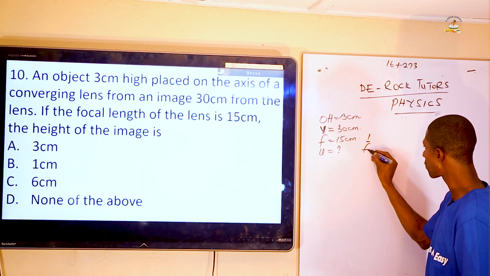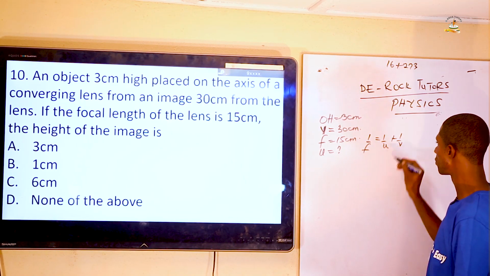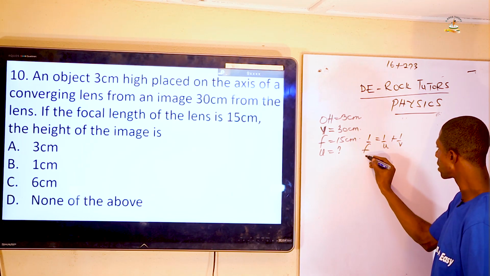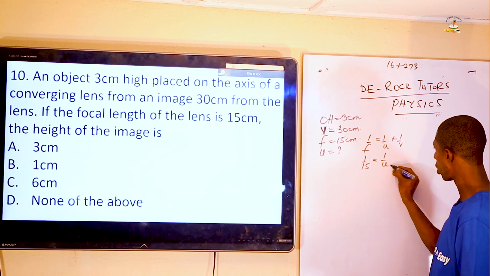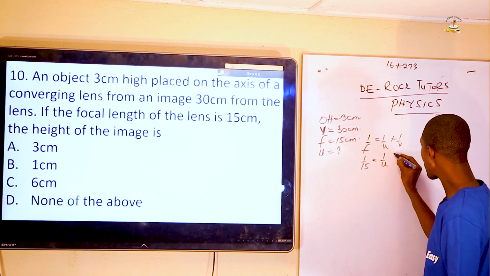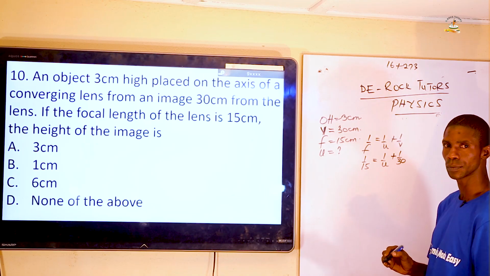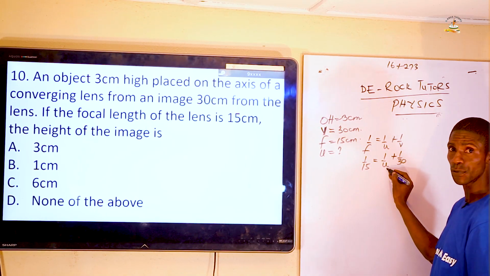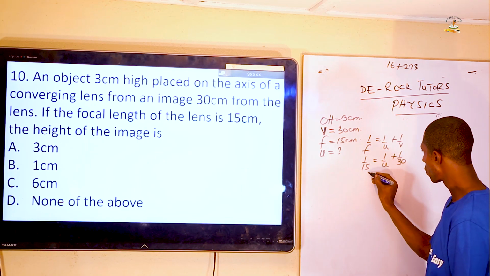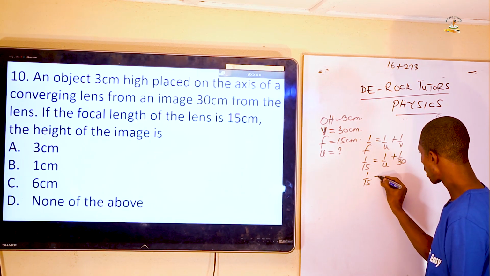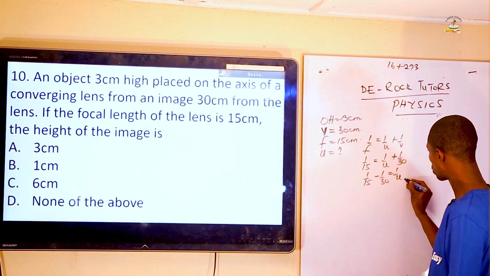1 over F equals 1 over U plus 1 over V. So with the focal length 1 over 15 here, I don't know the object distance, but I know the image distance, which is 30 indeed. So I want to make use of the formula. I will have to transfer this 1 over 30 to the left hand side, where I will have 1 over 15 minus 1 over 30 equals 1 over U.